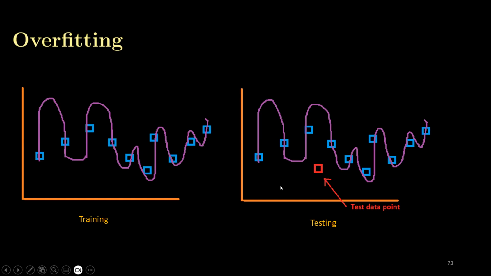But when it comes to testing, if the testing point is even slightly away from the regular training part, it will not be able to classify it, or it will not be able to perform well or to predict the value for this test point. So in that case, the overfitting model is trying too hard to get the information from the training data so that its training performance will be good. But during the testing time, it will not be able to predict well about the test data points.